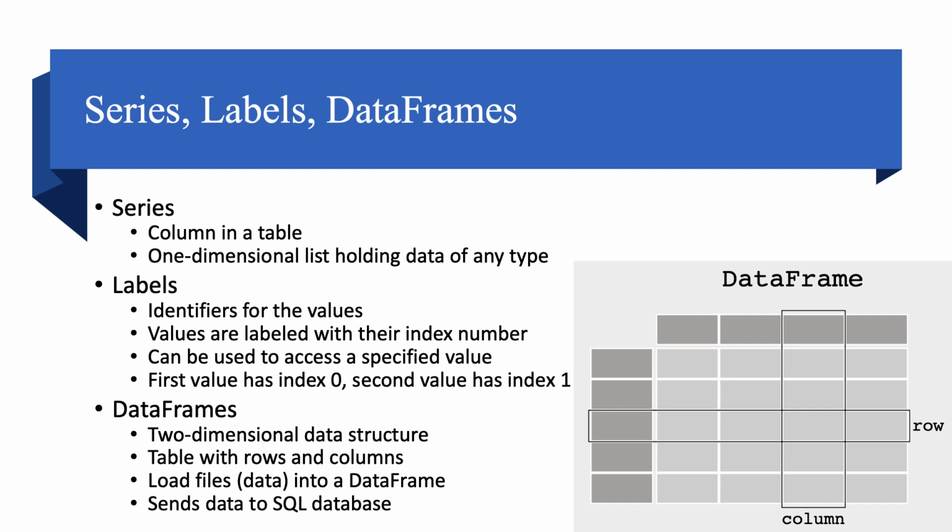And the last term I wanted to share with you is data frame. A Pandas data frame is a two-dimensional data structure, like a two-dimensional list, for example, but in simplest terms, we can say that it's better described as just a table with rows and columns, as you can see from the image here. And the beauty and simplicity of data frames is that we can load files of data right into it, like from a CSV file, and we can also dump data from the data frame to a SQL database or just to a CSV file. So again, very powerful stuff with very few lines of code.